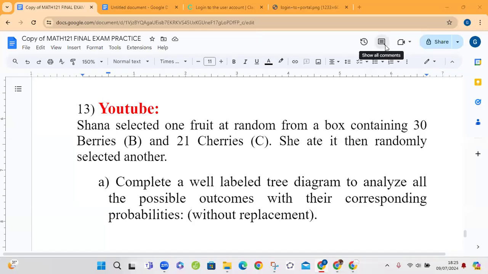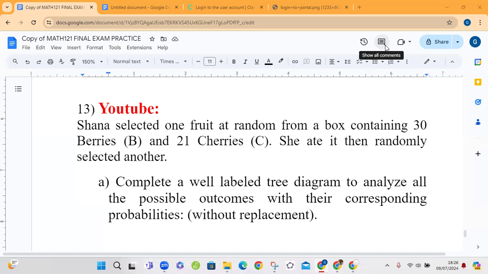In this presentation, we are going to discuss number 13, which is a question that's going to make use of the probability tree diagram to analyze events that happen in succession, one after the other. So in this example, it says Shanna selected one fruit at random from a box containing 30 berries, which is represented by the letter B, and 21 cherries, which is represented by the letter C. So this example is about selecting from a sample.